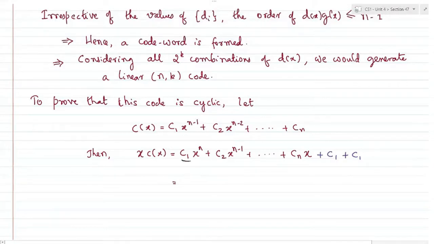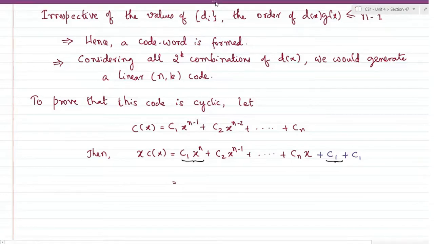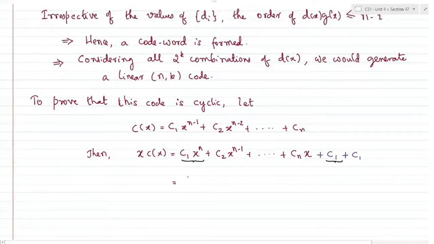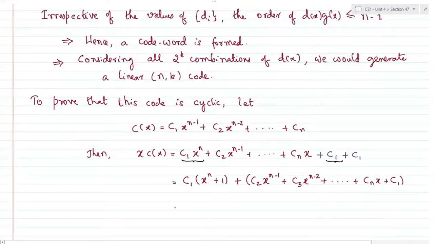Okay, to be more specific, I'll pick this first term, C1, and I'll try to write this as C1 times x power n plus 1, plus I'll take C1 in the other term, which comprises of C2 up to Cn, and this would give me a polynomial C2 x power n minus 1, and there could be another term C3 x power n minus 2, and up to Cn x plus C1, which has been extra.